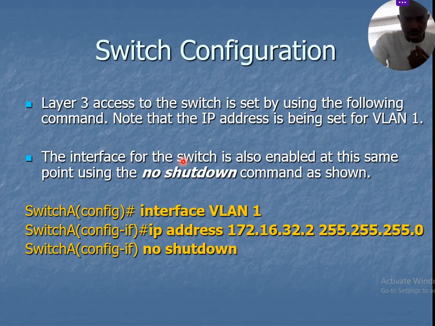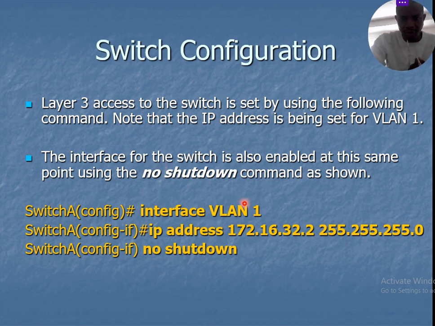So, still on switch configuration. Layer 3 devices are usually the routers. Routers are layer 3 devices. Layer 3 access to the switch is set by using the following commands. These are the commands you have to set in order for layer 3 devices to access your switch. Like I said, layer 3 devices are like the routers. Note that the IP address is being set for VLAN 1, virtual local area network 1.